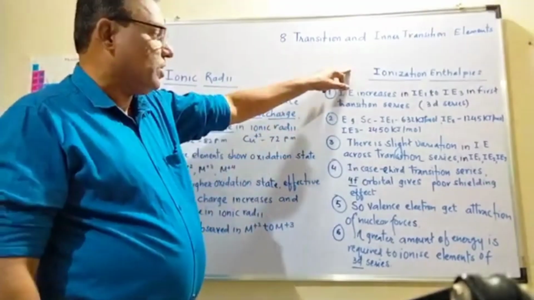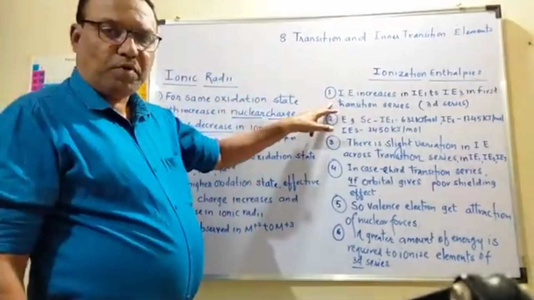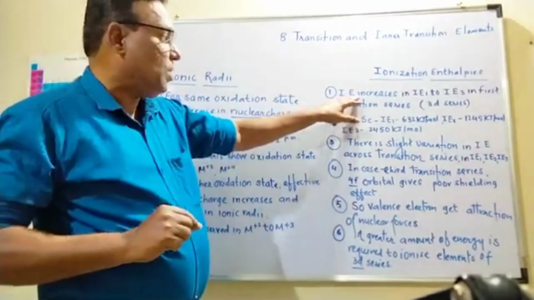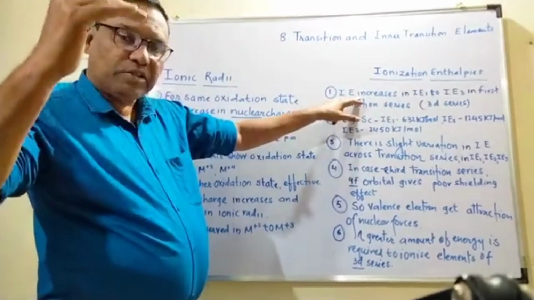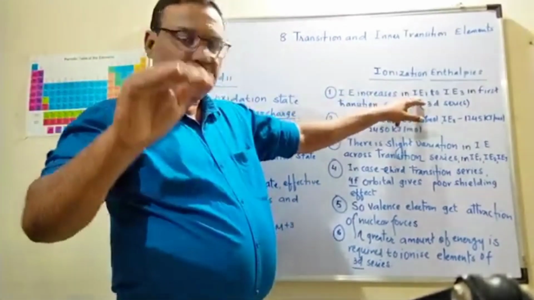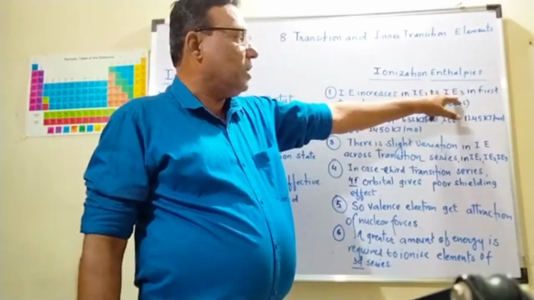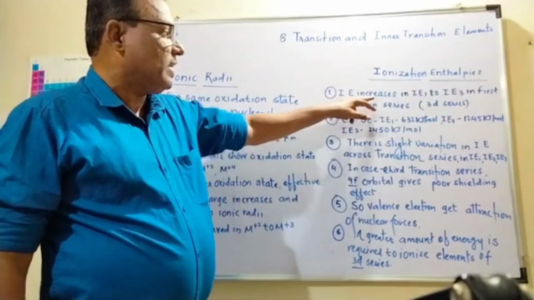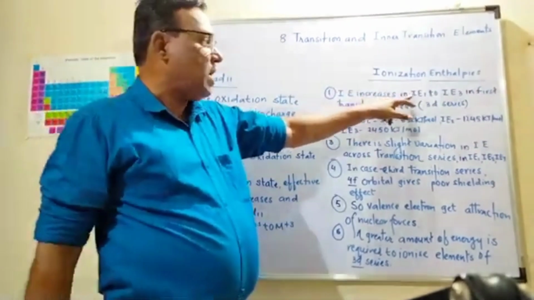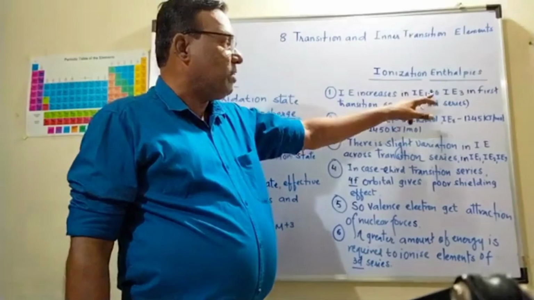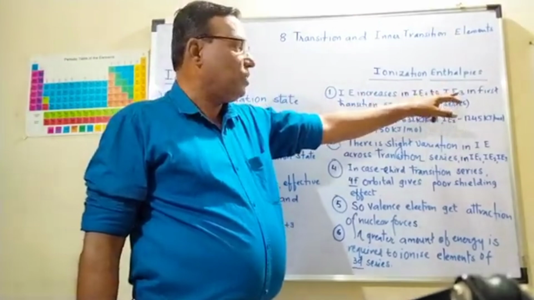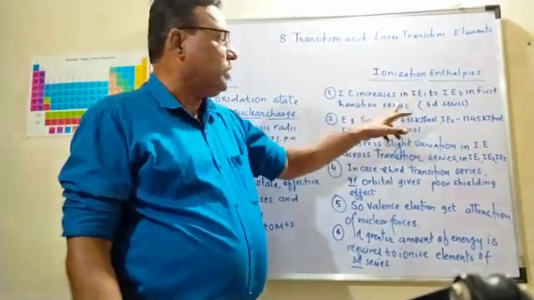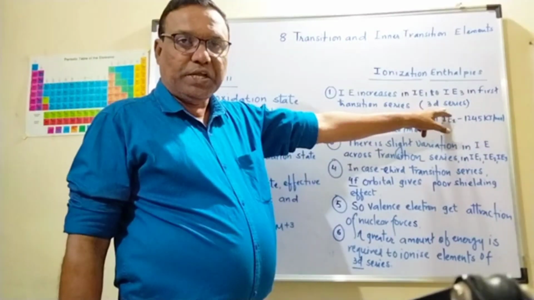Regarding the ionization enthalpy, the first important point is that ionization enthalpy increases. This is a notable point. Ionization enthalpy increases from ionization enthalpy number 1, IE1, up to ionization enthalpy number 3 in the first transition series. We know that the first transition series is commonly called the 3D series.